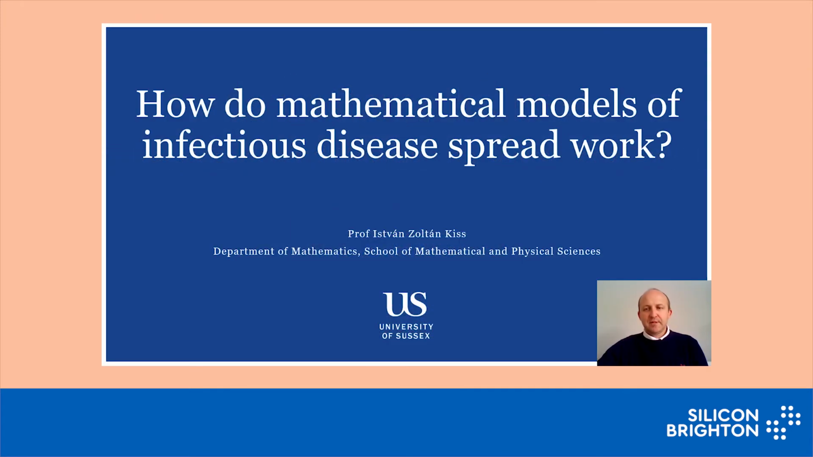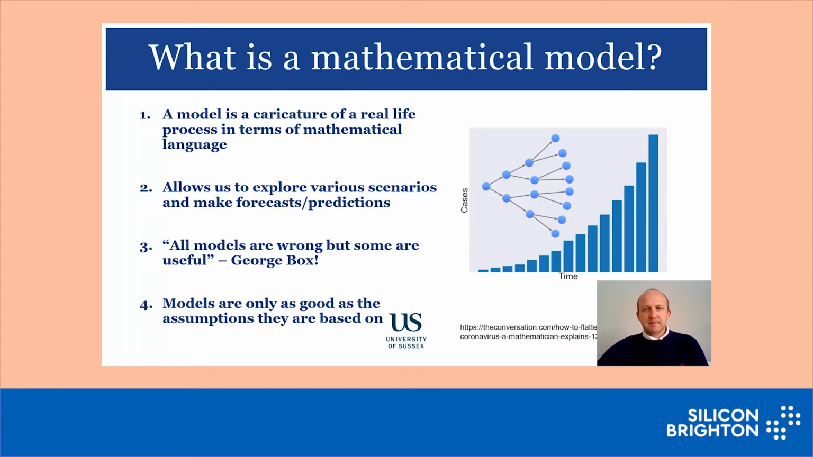Hello, thank you for joining me. My name is Istvan Kiss and I am a professor of applied mathematics at the University of Sussex, and today I'm going to talk to you about how mathematical models of infectious disease spread work. So let me start with some simple facts.